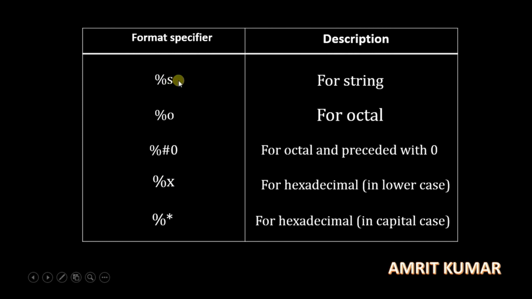Another format specifier is %s. It is used for a string. %o is for octal values, preceded with 0. %x, lowercase x, is for hexadecimal, because it represents the hexadecimal value in lowercase, and %X, capital X, is used for representing the hexadecimal number in capital case.